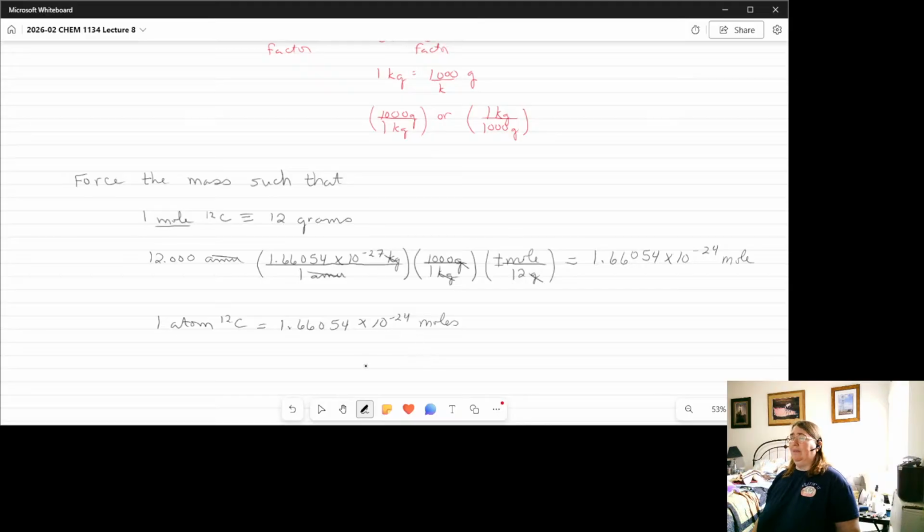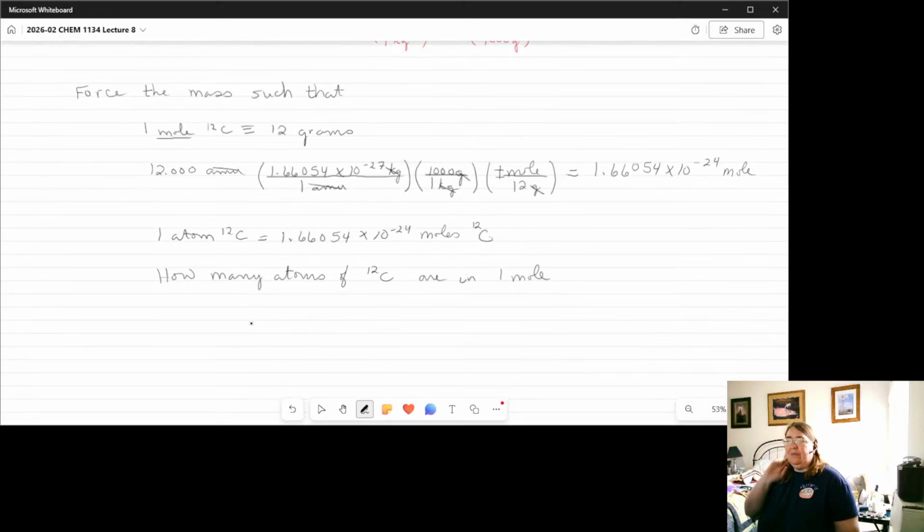Now, let's flip that and ask how many atoms of carbon 12 are in 1 mole. So I've got this many moles of carbon 12 in 1 atom. How many atoms of carbon 12 are in 1 mole?